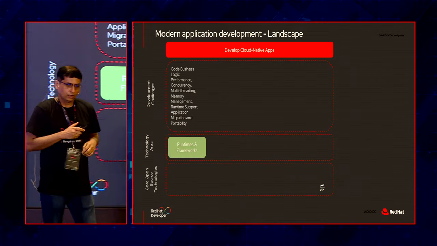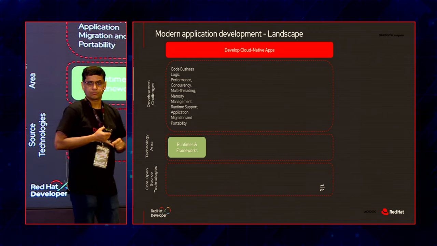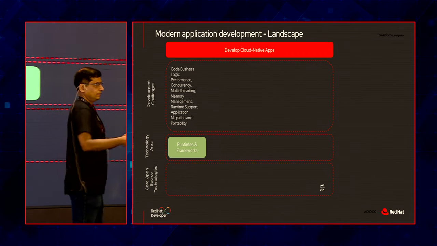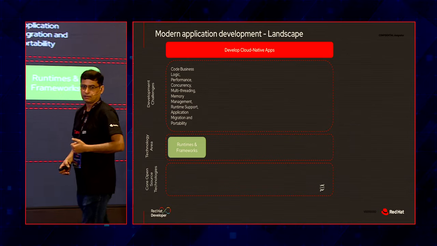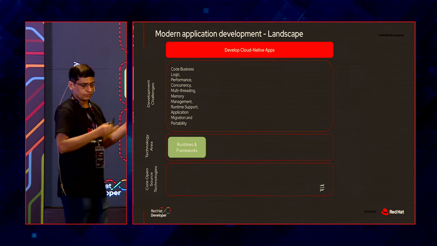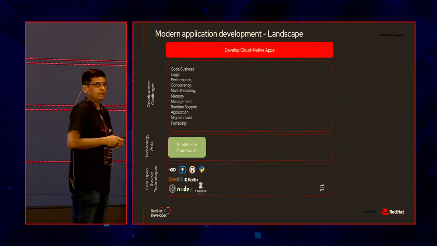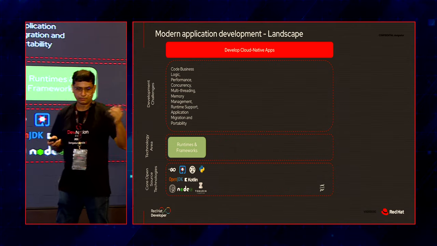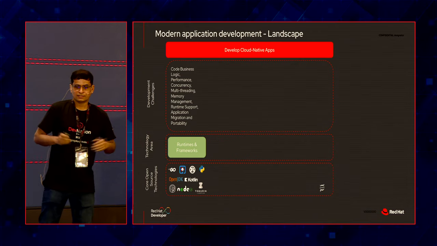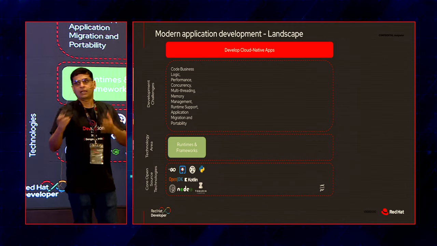Okay, so let's continue. First things first, you need to write the business logic. You need to take care of basic application problems: performance, security, multi-threading. When you are going to migrate from legacy to modern apps, you need to refactor, rehost, all that. There is a host of language runtimes and frameworks available for you in the open source world. I'm going to just mention a few. Maybe you are using Quarkus and Node.js for microservice development, maybe JavaScript for front-end. You might be using C or Rust for low-resource IoT environments. The point is, in the open source world, there is a language runtime or framework available for the type of application you might want to build.